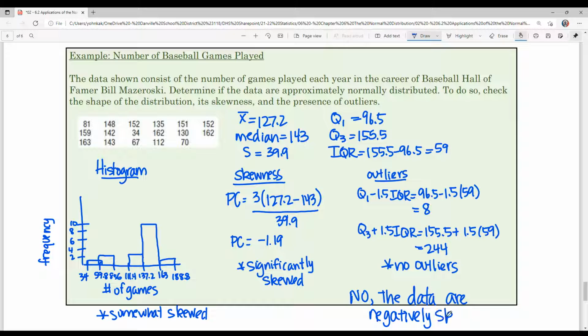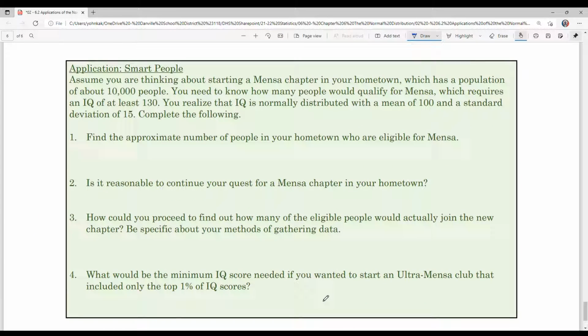So we have 2 of the 3 that are supporting the idea that the data are negatively skewed, not normally distributed. All right, we've got one more slide here.